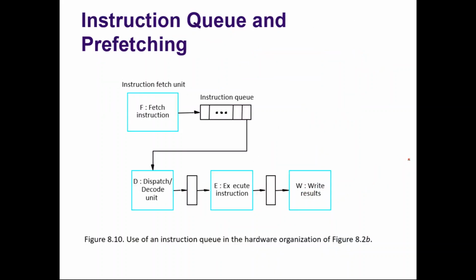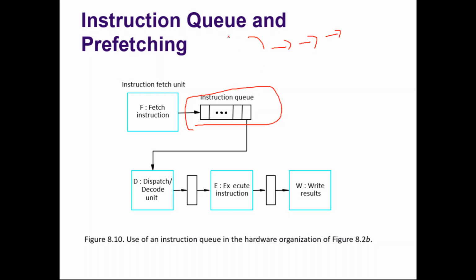Can we reduce the branch penalty further? Is there any way to reduce the branch penalty further? Yes. How? By using an instruction queue. So far what we are discussing is, the fetch unit will fetch one instruction, it will give it to decode, the decode unit will decode it and give it to execute, the execute unit will execute and then it will be written. That is what we are discussing.